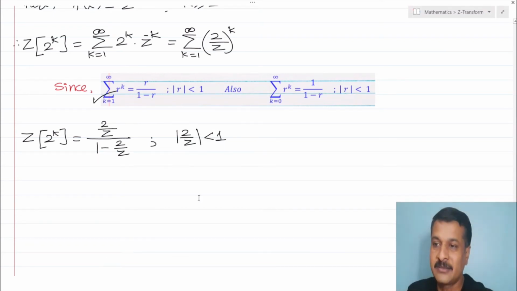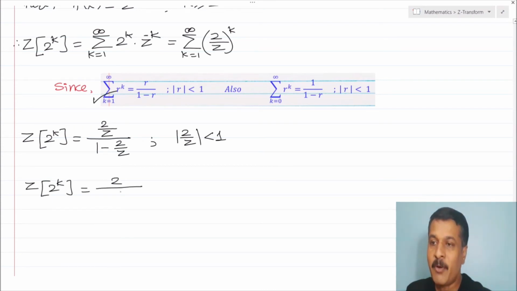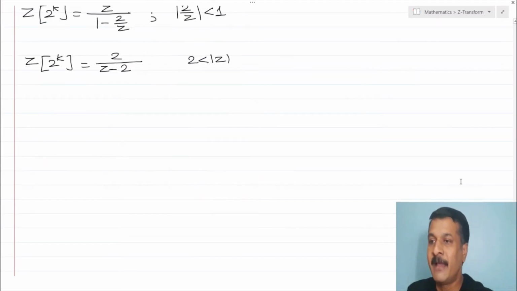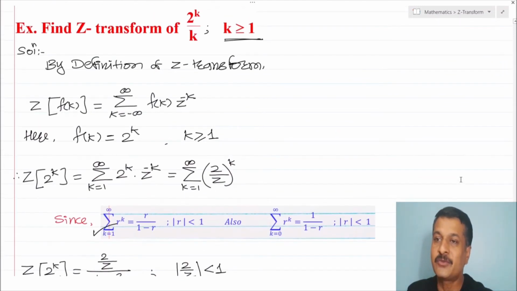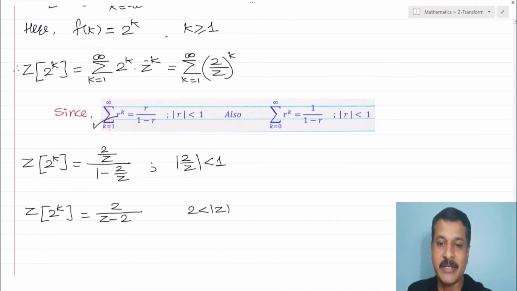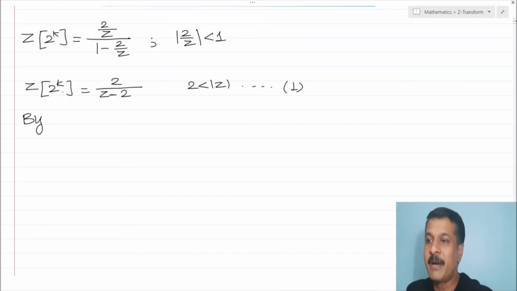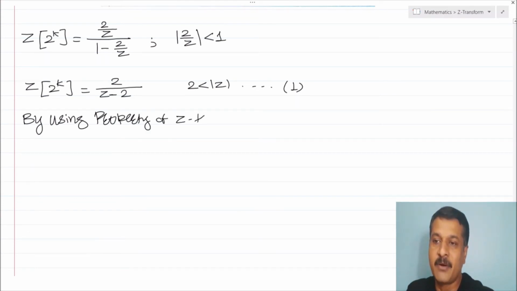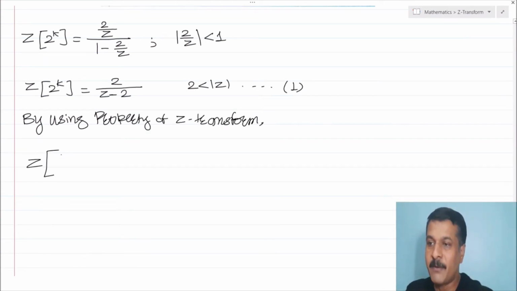So simplify it. So multiply numerator and denominator by z. So I am getting z transform of 2 raised to k equal to 2 upon (z minus 2), where 2 is less than mod of z, means here mod of z is greater than 2. And now we want to find 2 raised to k by k. So this is equation number 1, and by using the property of z transform of f of k by k equal to integration z to infinity z inverse into z transform of f of k.